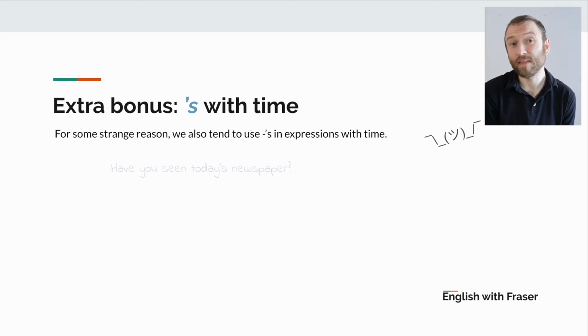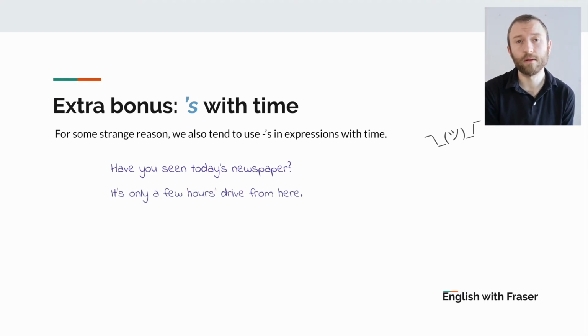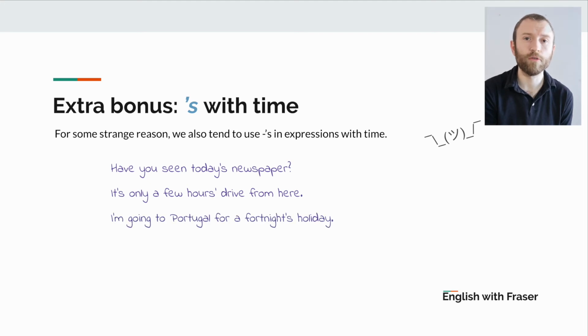For example, we say things like, have you seen today's newspaper? We would never say the newspaper of today. It's just not right. It's today's newspaper. It's only a few hours' drive from here. We use a possessive apostrophe S to explain that. In this case, of course, the apostrophe comes after the S because it's after a plural ending in S. Or I'm going to Portugal for a fortnight's holiday, a fortnight being 2 weeks.